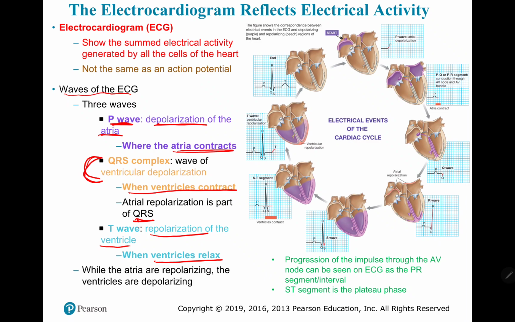And so we have also, remember when we were talking about that plateau phase in that cardiac contractile cell's action potential, when we're looking at an EKG, right, this ST segment is going to be that actual plateau phase. And also we have progression of the impulse through the AV nodes. They can be seen on an EKG as that PR segment, okay? It's that PR segment.